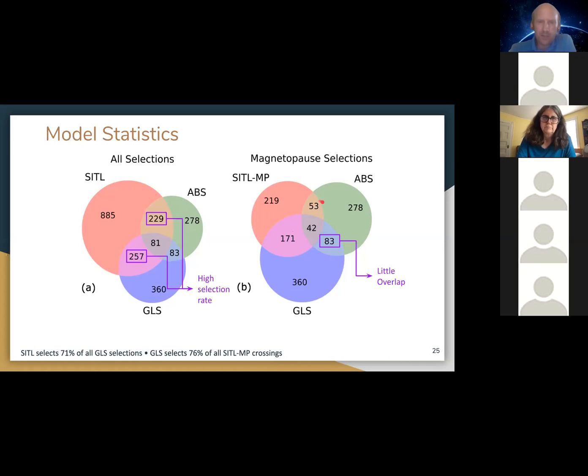The good thing is that ABS and GLS are of interest to the CITL, and there's very little overlap between them, meaning that they're complementary systems. So they're both selecting different things, but those things are very relevant to the mission goals of MMS.